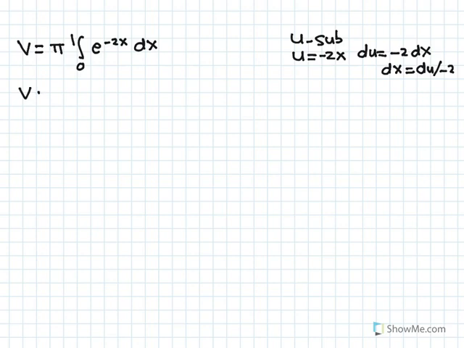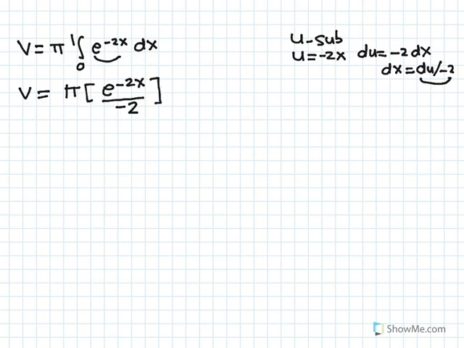So the volume will be pi times the integral of e to the minus 2x. We're reversing the chain rule, u substitution: e to the minus 2x divided by minus 2. Why do you divide by minus 2? That's coming from the u substitution technique. dx is du divided by minus 2.